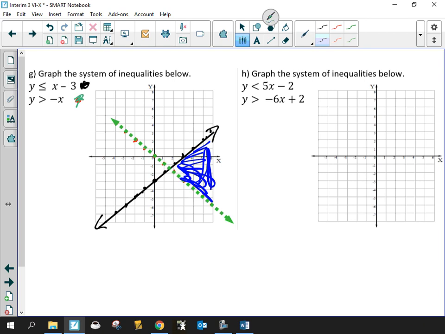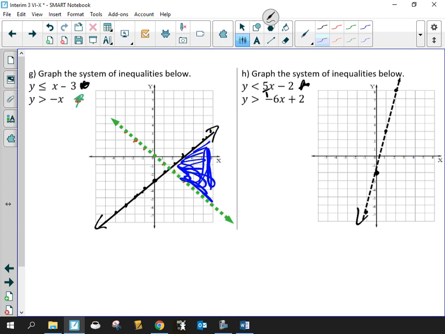For this next one, once again, graph the first line. The y-intercept is negative 2, but the slope is 5. And remember, we can write that as 5 over 1. And so that means go up 5 and over 1. And then I'll repeat that. This is going to be a dotted line. And I'm going to be shading down from the line.